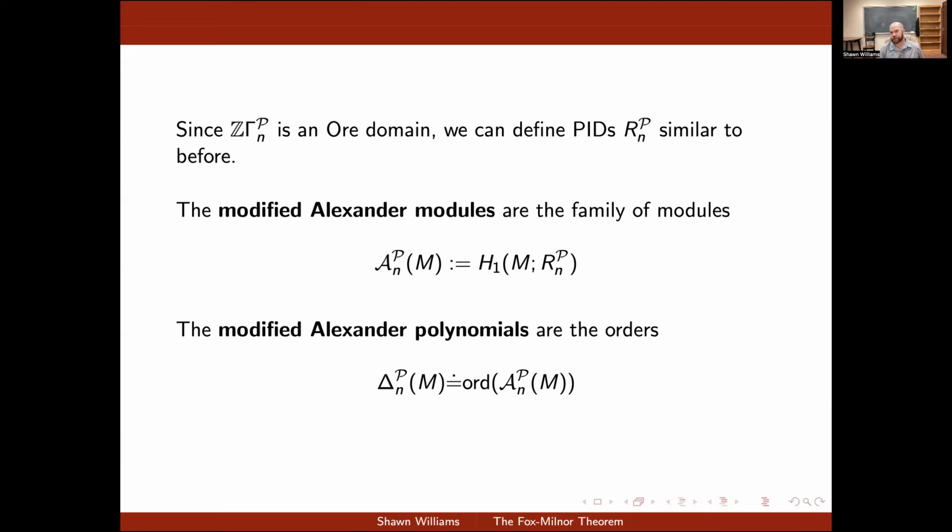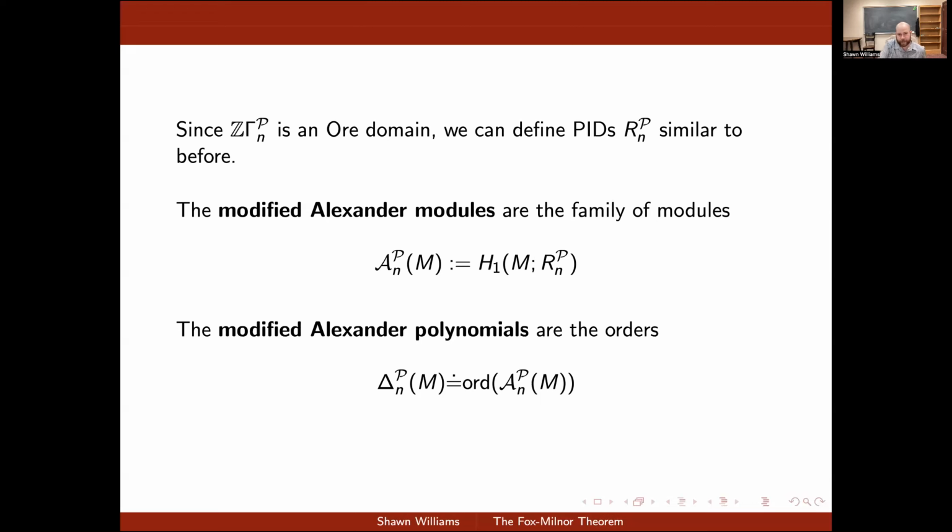In fact, something I didn't mention in the previous video, might as well mention now. If you have a knot with a non-trivial Alexander polynomial, then all of its higher order modules are non-trivial. That same fact holds for the modified modules as well. So we're not defining something that could be trivial ad infinitum. These things are non-trivial if the classical Alexander module is non-trivial.